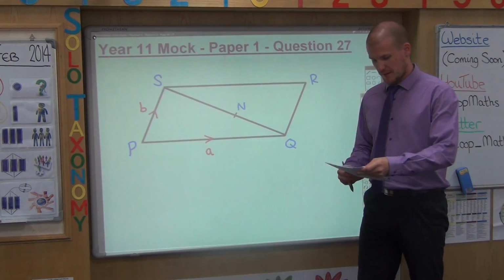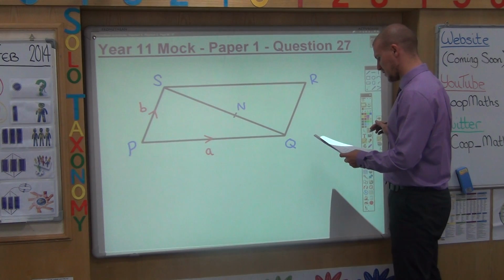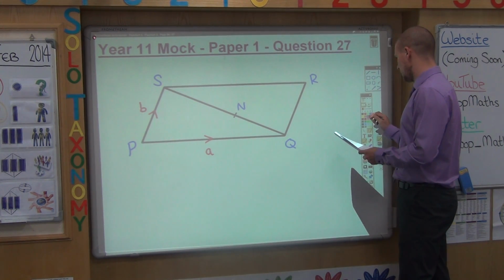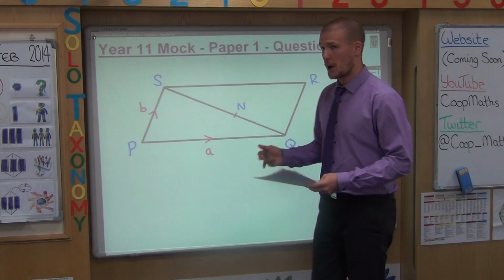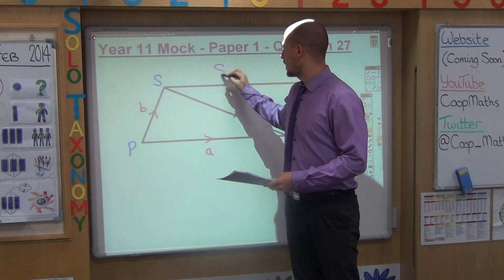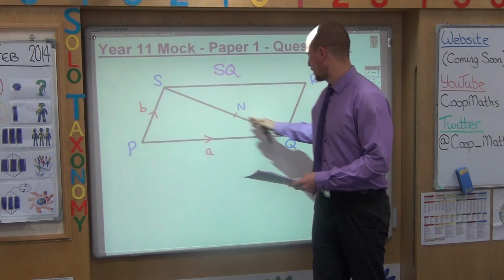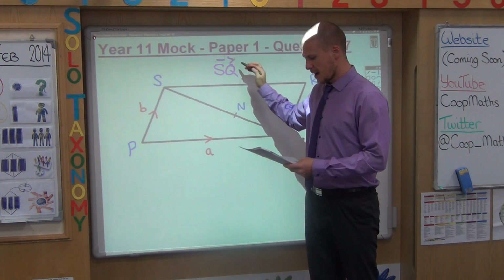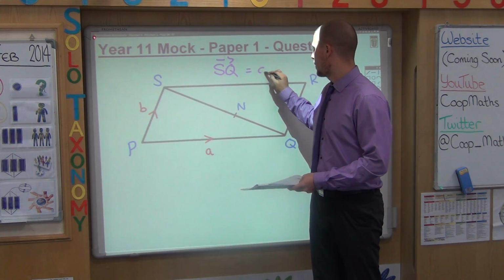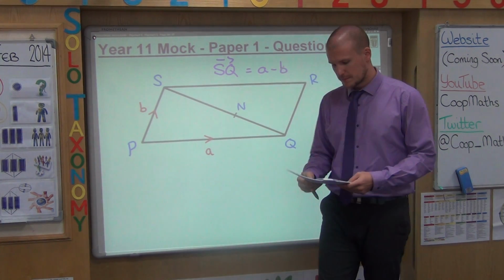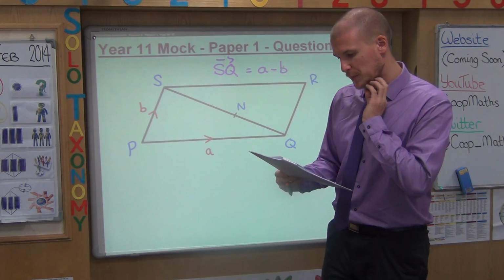Question 27, part B. Express NR in terms of A and B. Now from part A, we have that the journey from S to Q is described as A takeaway B. Okay? Express NR in terms of A and B.